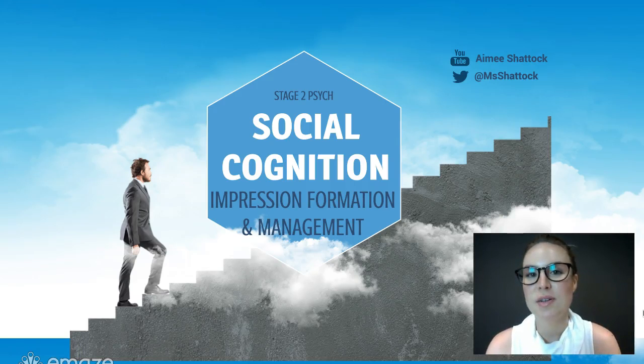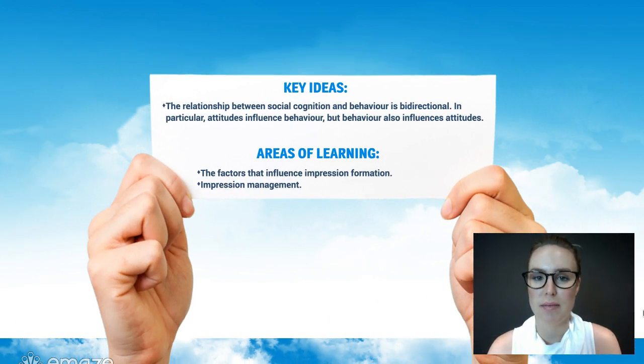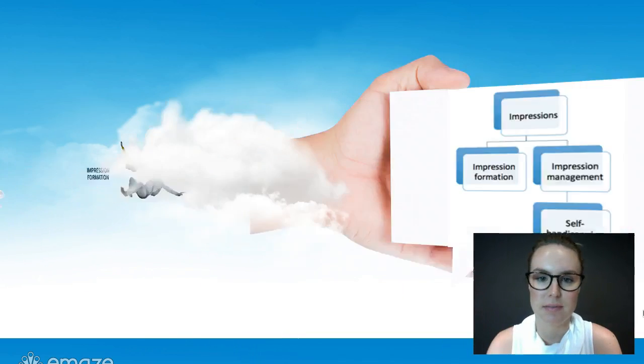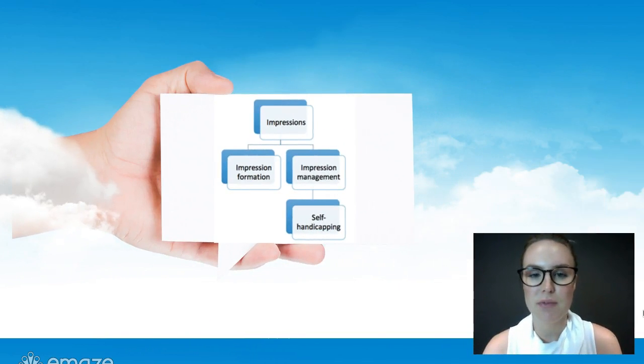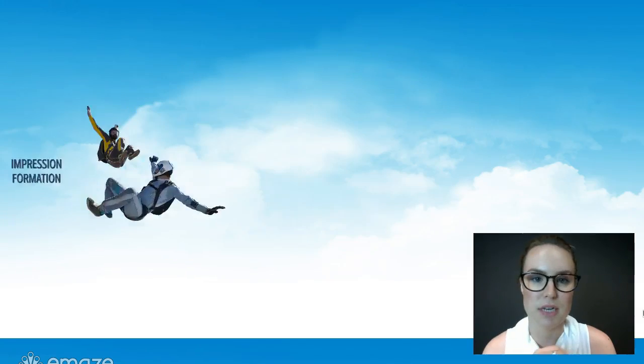Hi everyone, this is going to be a bit of a longer video today about impression formation and management, and we're covering quite a few important key ideas and areas of learning from our outline. So really important that you understand these concepts. Just to give you an idea of how these will fit together, you have your overall branch of impressions. You've then got how impressions are formed and managed, and under management you've got something called self-handicapping. So that's what we'll be going through today.